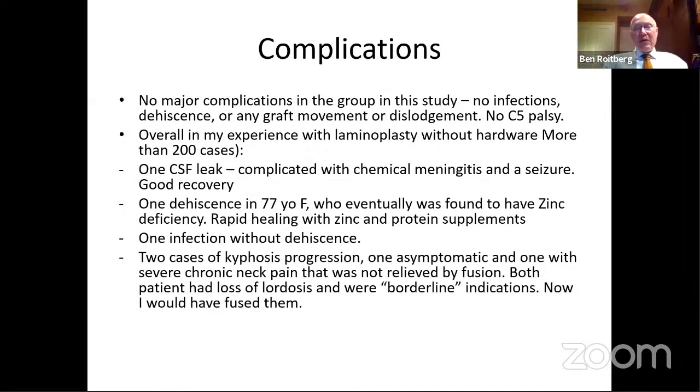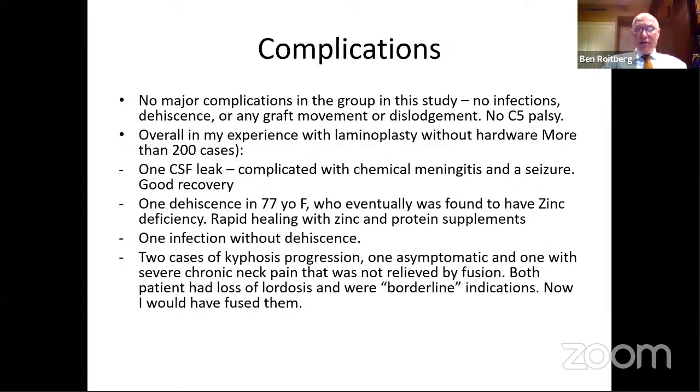But I did more than 200, probably about 230 or 240 cases so far. So it's a little bit of a niche application. But whenever I chose to do laminoplasty in the past 12 or 13 years, I've done it without hardware, whereas in earlier years, I used to put in various hardware.